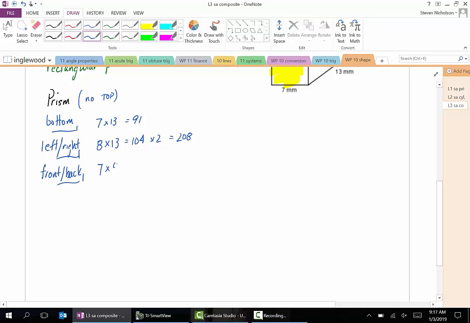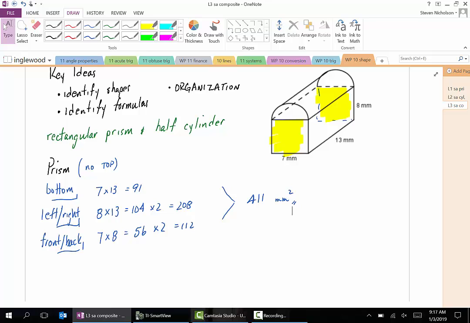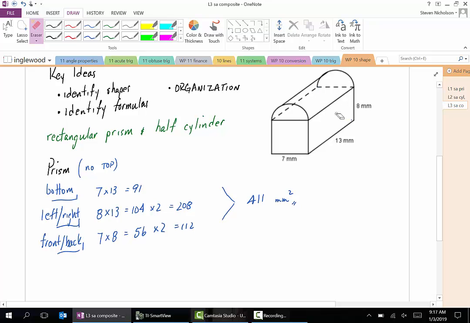We have a 7 by 8 rectangle, which is 56, but then we have two of them, which is 112. And when we add those all together, we get 411. And I'll put my units here because I'm pretty much done with that. So again, organization is really important, and realizing what formula you need to use is important as well.